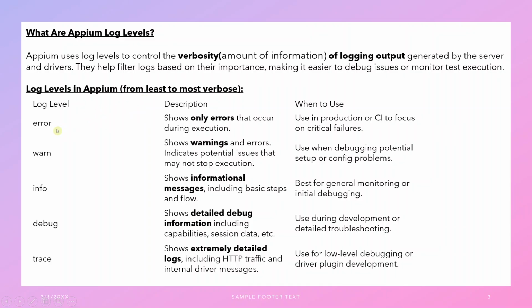The next log level is warn. What exactly is the warn log level, and when do we use it? It shows warnings and errors that indicate potential issues which may not stop execution. This is a warning. So warn means just to give a warning about potential issues that may not stop the execution.